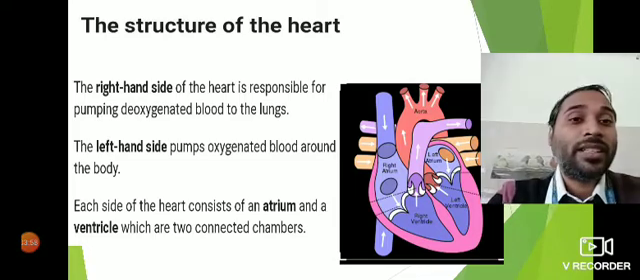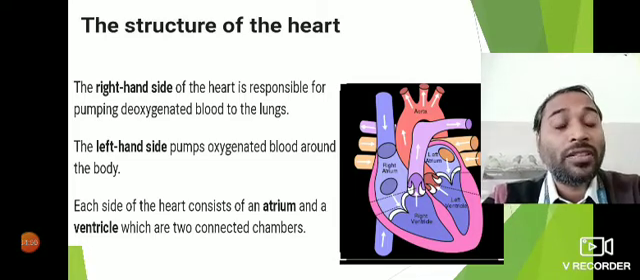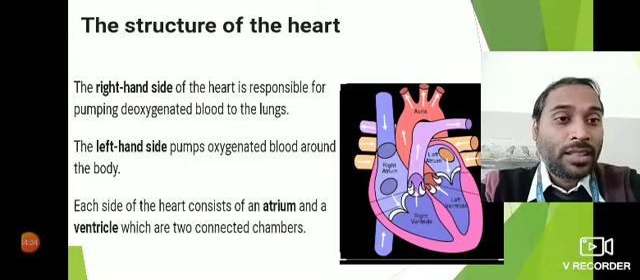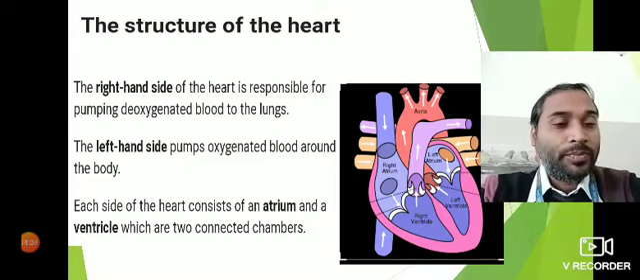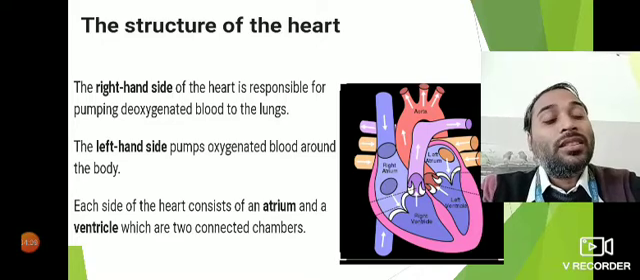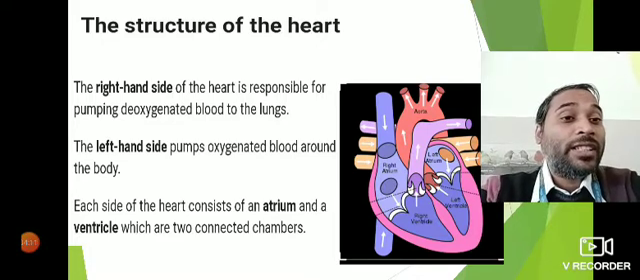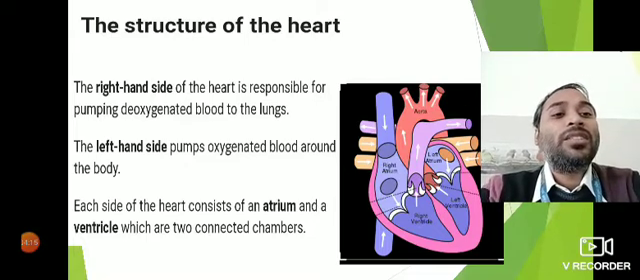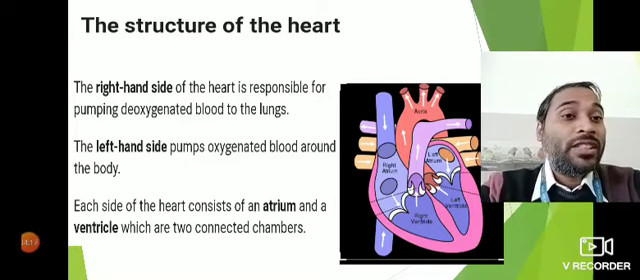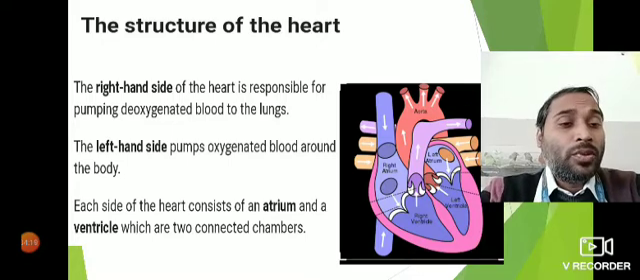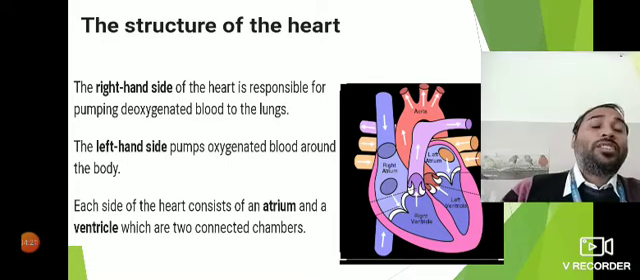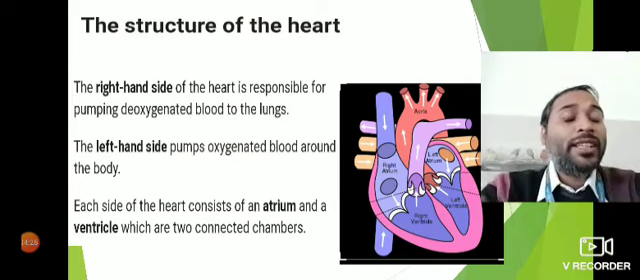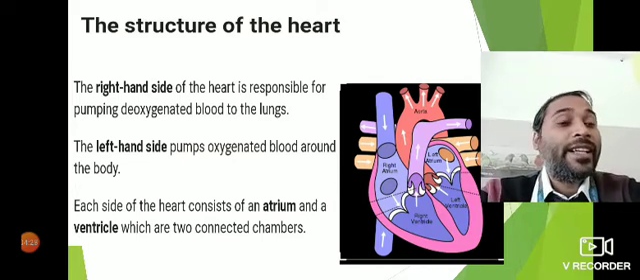The right hand side of the heart is responsible for pumping deoxygenated blood to the lungs. So the right hand side or the right part of the heart is used to pump the deoxygenated blood to the lungs. Why deoxygenated blood to the lungs? Because the deoxygenated blood goes to the lungs, and there it gives out carbon dioxide, and then it takes the oxygen from it and it becomes oxygenated blood and again comes back to the heart.